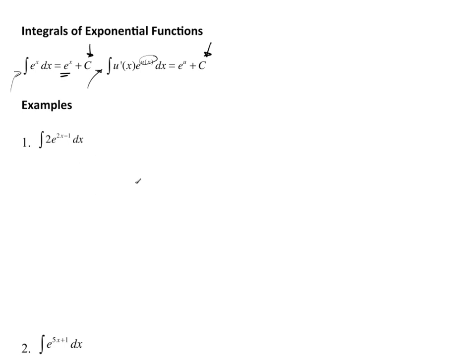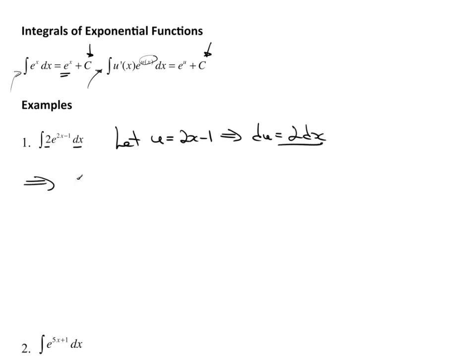So let's take a look at a couple of examples here. I have 2 times e to the 2x minus 1. Now, I'm going to approach this with a straight u substitution, just like we did some time back. So I'm going to say let u equal 2x minus 1. That means that du equals 2 dx. Now, that's exactly what I have sitting here.